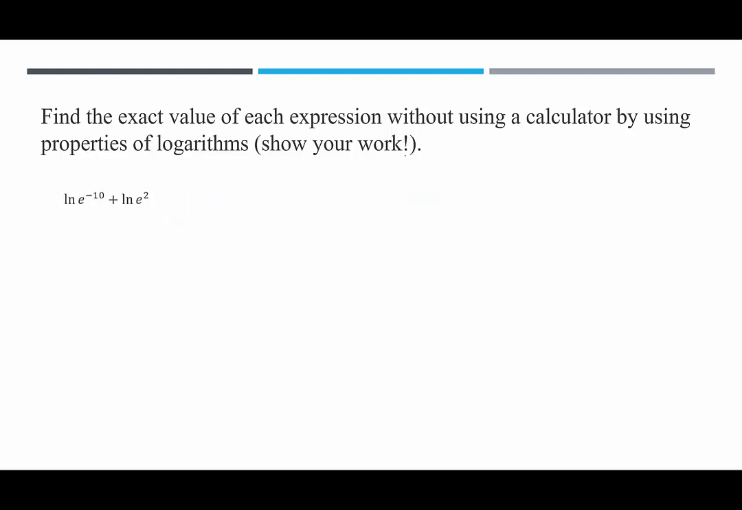We have the natural log of e to the -10th plus the natural log of e squared. This looks pretty scary, but really it's not, because the natural log and the natural base are inverses of each other. It's just like what we saw in the last example. We had log base 4 of 4. That's pretty much what this says. The natural log is log base e, so this is saying log base e of e to the -10th plus log base e of e squared.